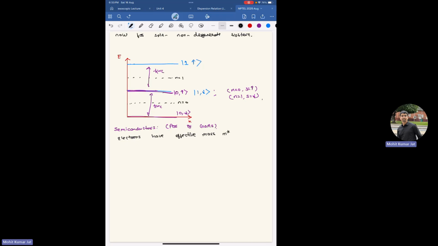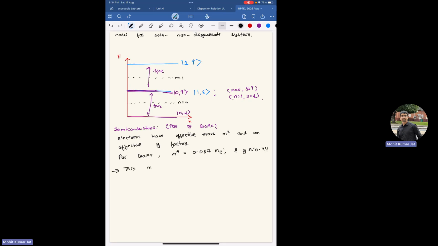M star and an effective g factor. For a gallium arsenide system, GaAs, m star is 0.067 times the mass of electrons, and g is roughly minus 0.44. What does this tell us? This makes the Zeeman splitting much smaller than the cyclotron splitting.